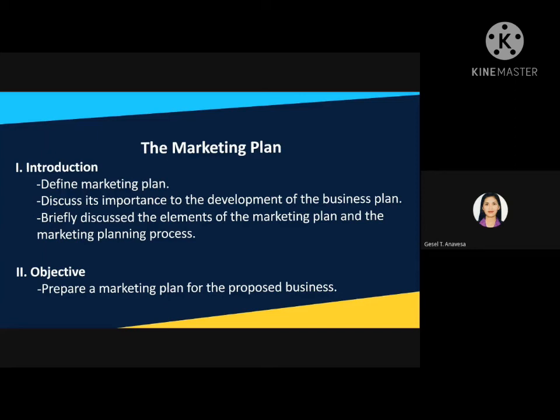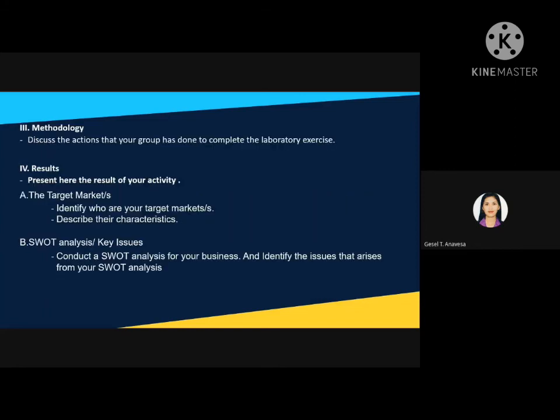For the objectives, you have to copy the objectives presented on the screen. For your methodology, you have to discuss the actions your group has done to complete the laboratory activity, the process. For the results, this is the group activity. You are going to identify your target and describe the SWOT analysis for your business. You have to revisit the SWOT you made for your laboratory activity, and then identify the issues arising from your SWOT analysis.